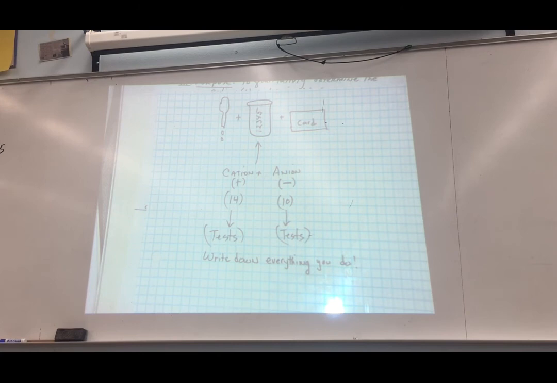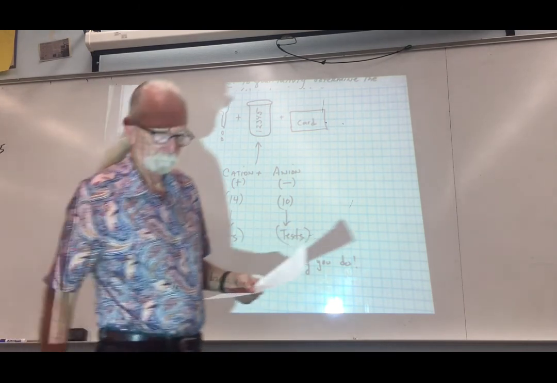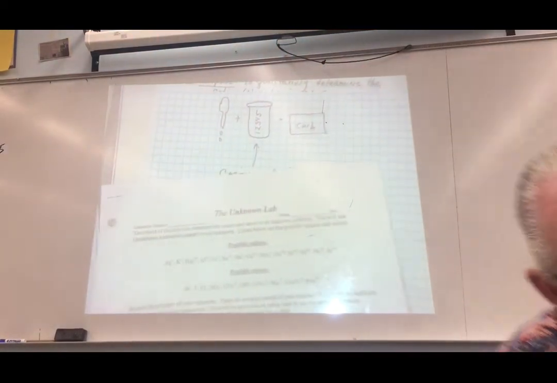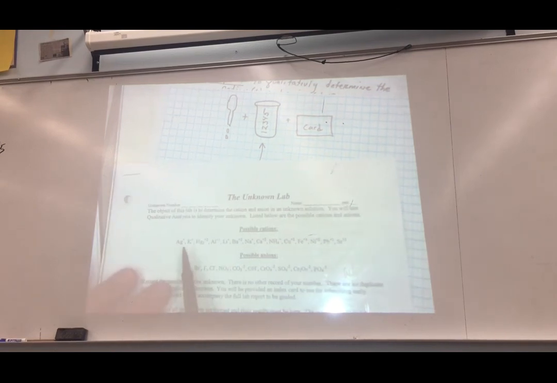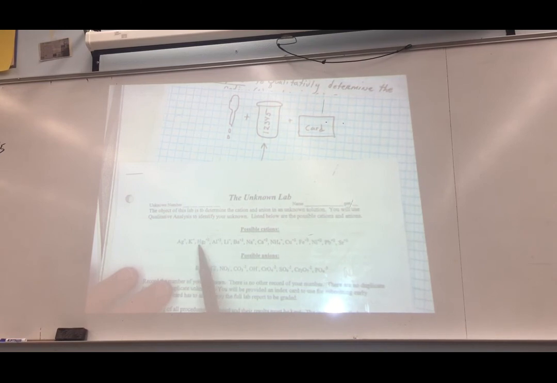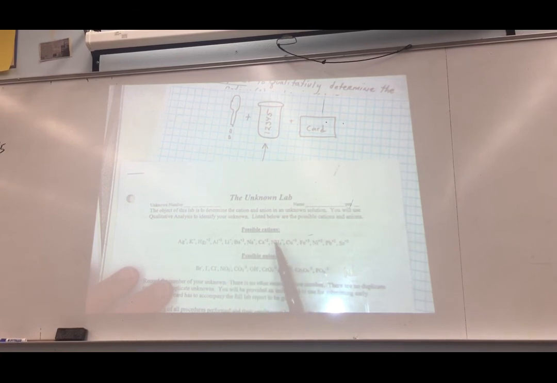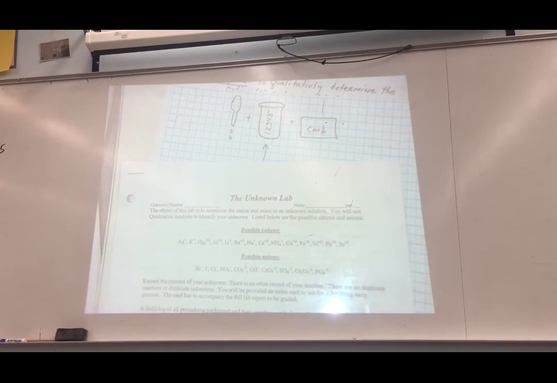Your possible cations are these: silver, potassium, mercury 1. Now, I know that looks like a 2, but there are 2 mercuries there at +2, so that's mercury 1. Aluminum, lithium, barium, sodium, calcium, ammonium, copper, iron, copper 2, iron 3, nickel 2, lead 2, and strontium. So your unknown cation will be one of those.